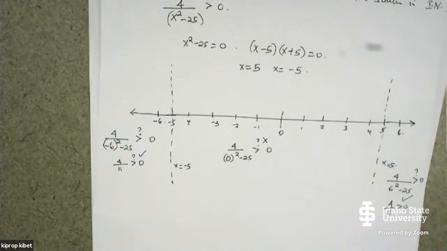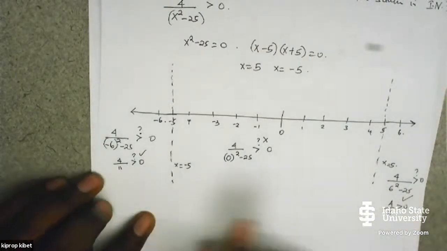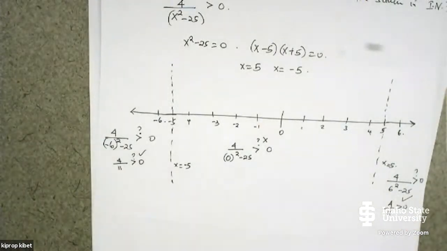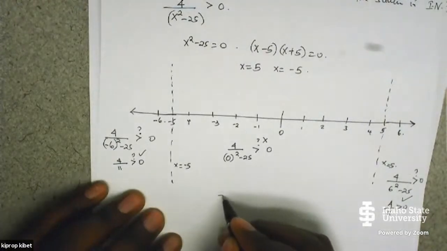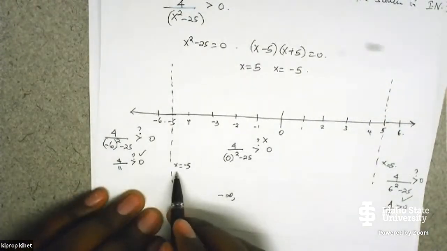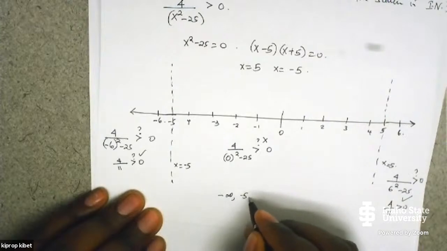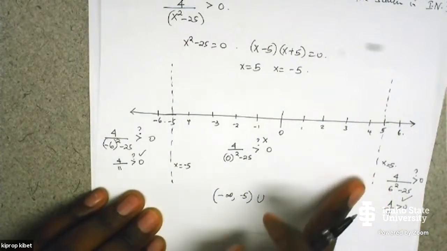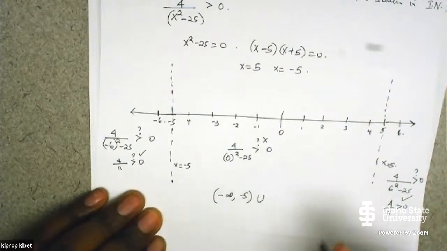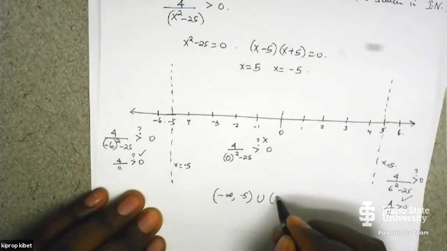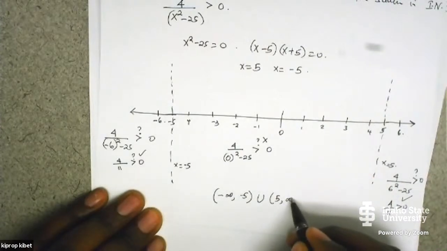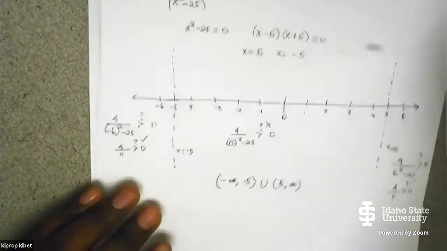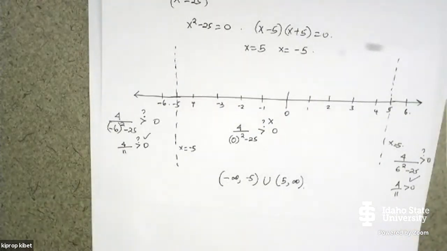So how should we write the interval notation there? Our interval notation will be from negative infinity to negative 5. Are we including negative 5? We are not including negative 5. The union of, are we including 5? We are not including 5. And then to infinity. Are we together up to that?